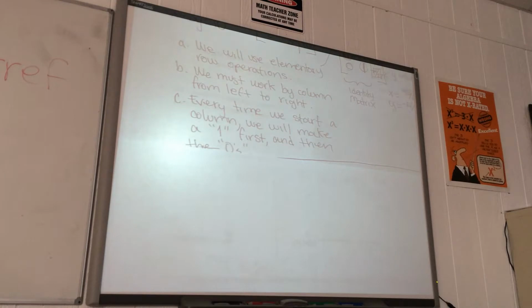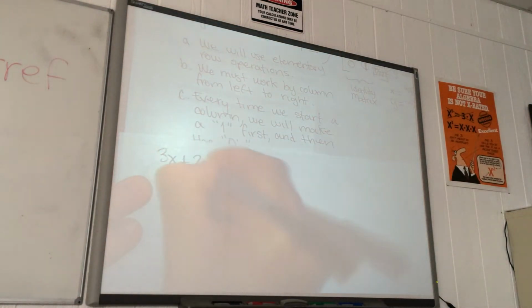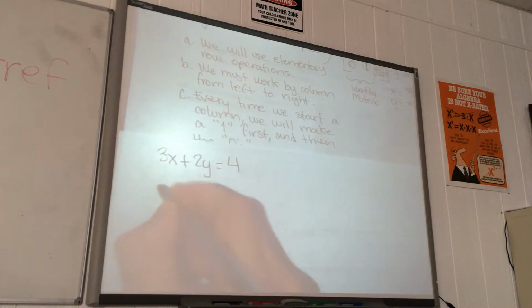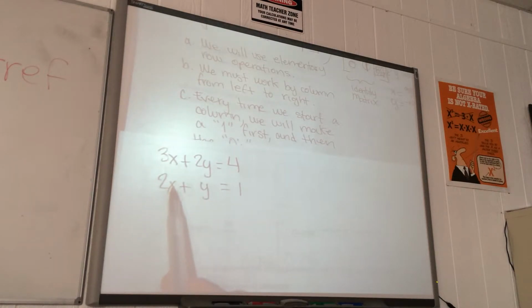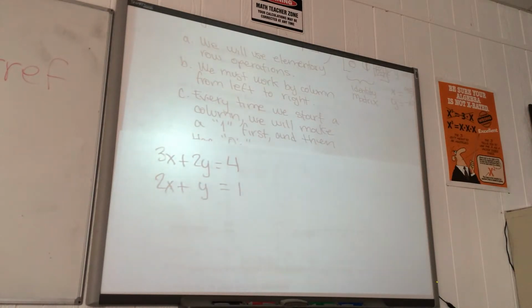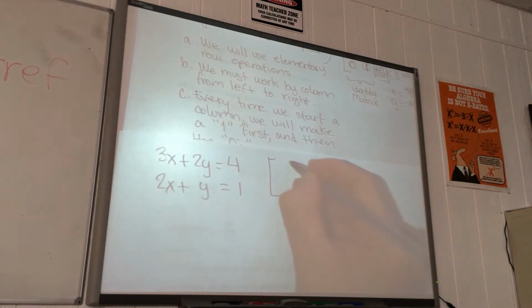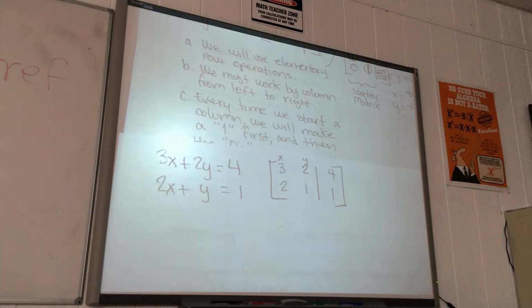All right, so our system is going to be the following. 3x plus 2y is equal to 4. That's the first equation. The second equation will be 2x plus y is equal to 1. So we make sure they are in order. x is first and then y. So to create the augmented matrix, we will have the following: 3, 2, 4, 2, 1, and 1. So remember, this is a column representing x, this is a column representing y.